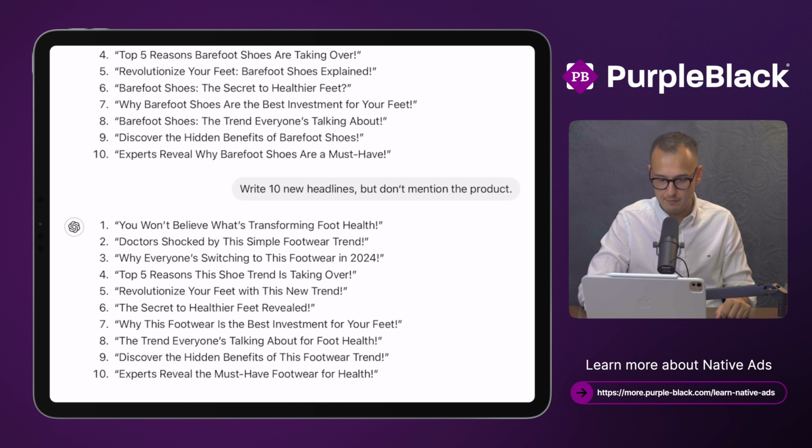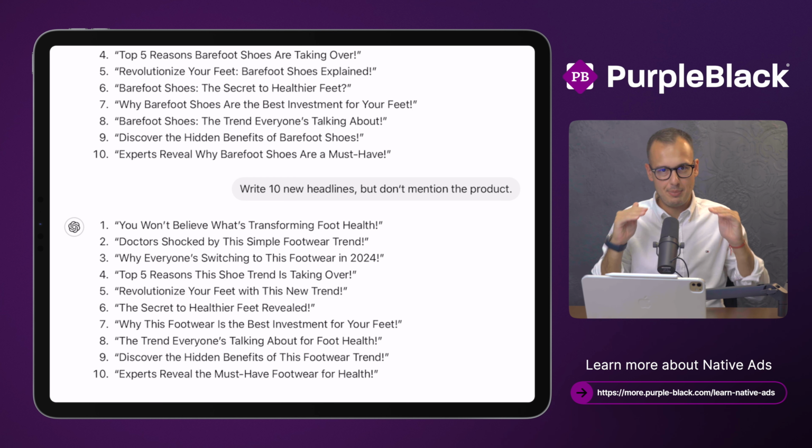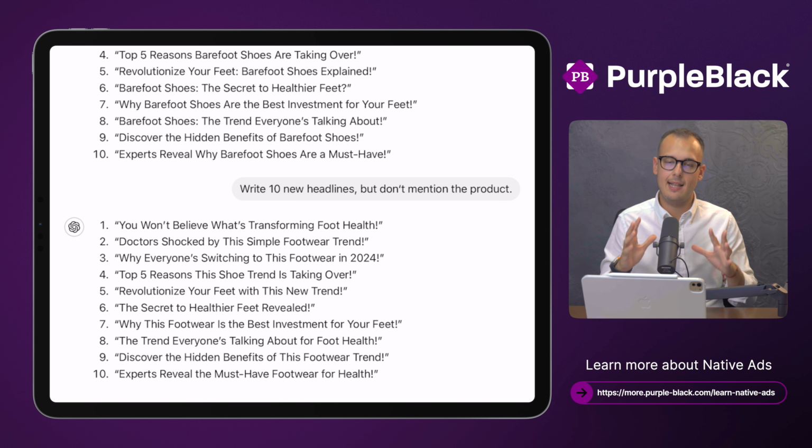Nice. Top 5 reasons this shoe trend is taking over. Also nice. Revolutionize your feet with new trend. The secret to healthier feet. Also nice. But instead of feet, this is going straight to the feet. And therefore I mentioned it's a good baseline, but you do need still creativity. You do need still a human brain here to make it excellent, to leverage here the outcome.